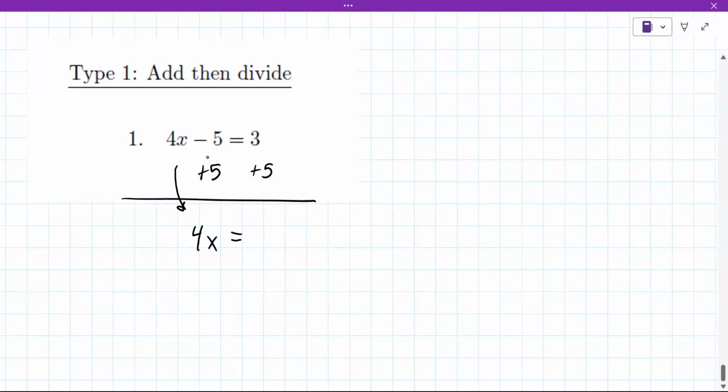And what about on the right? You do the same thing. So it equals 8. And then now you divide. You divide by the number in front of x. So you divide both sides by 4.